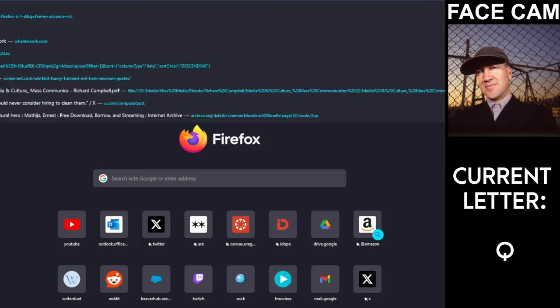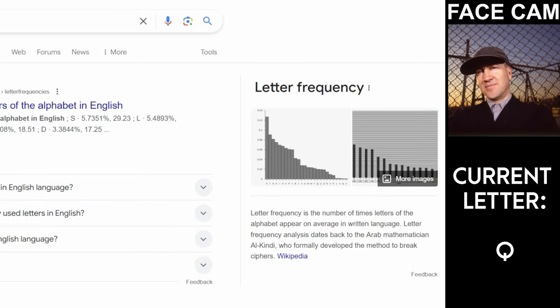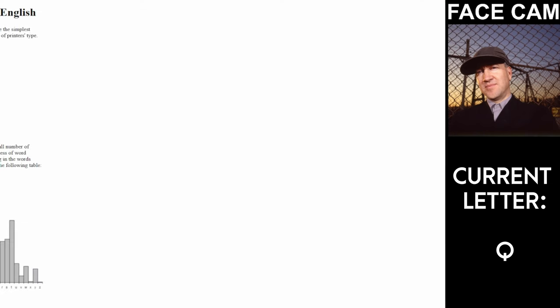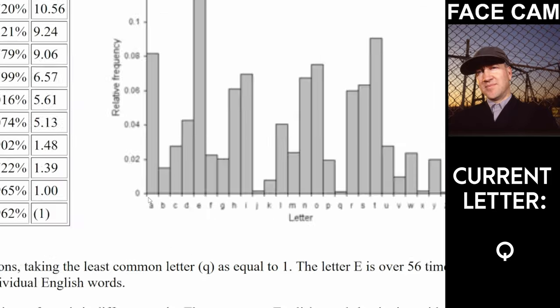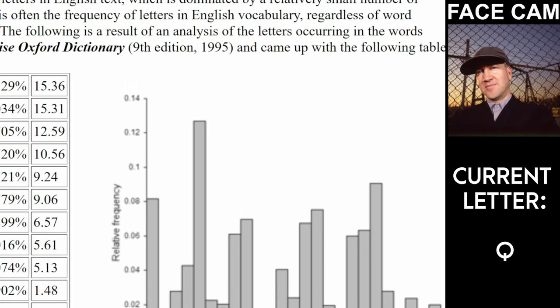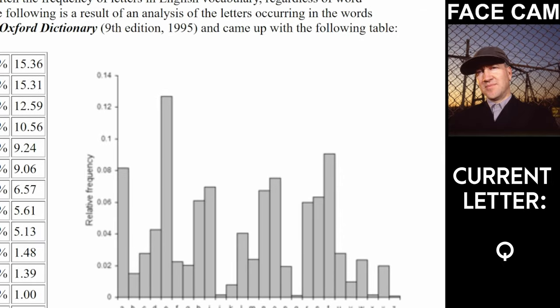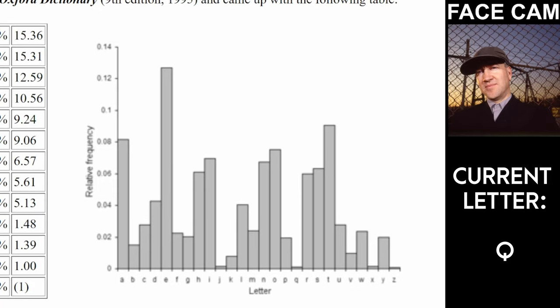Let's see. Frequency of letters in the alphabet in English. Now, this is some fascinating stuff. So let's take a look, right? This is a good graphic. It's not super high resolution, but I think it demonstrates what the deal really is with Q, that it's not used at all, right? Here we go. Q is basically the social pariah, along with J, X, and Z.